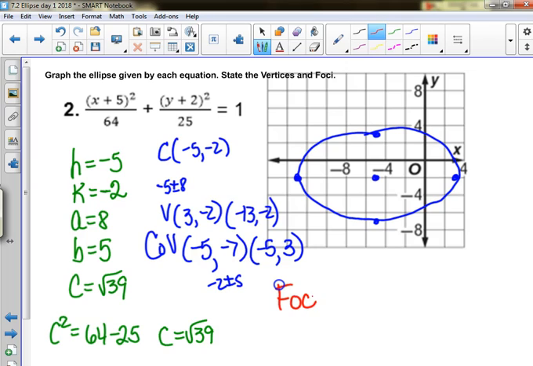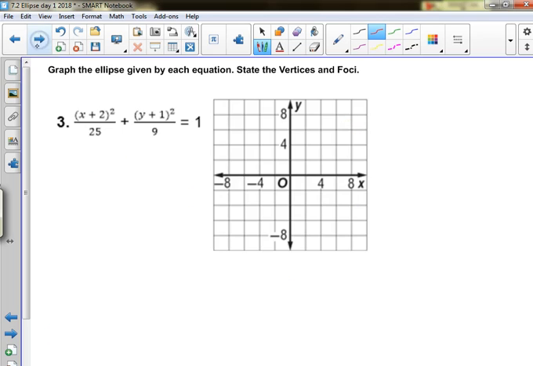Foci are which way? Up and down or left and right from that center? They're on the major axis, so they're left and right. So it's -5 plus or minus the square root of 39 because it's left and right. Okay. I didn't follow the recipe. Do you need me to go back through and follow the recipe? It's all on there, right? And I don't really care. When you graph it, I'm okay if you don't put the foci on the graph, okay? If it's a nice number, fine, but I don't want to deal with that. Okay.